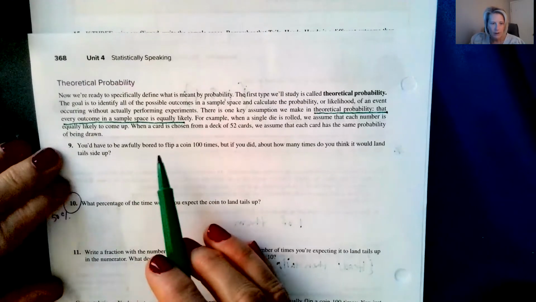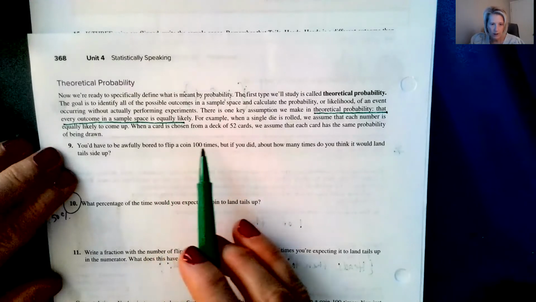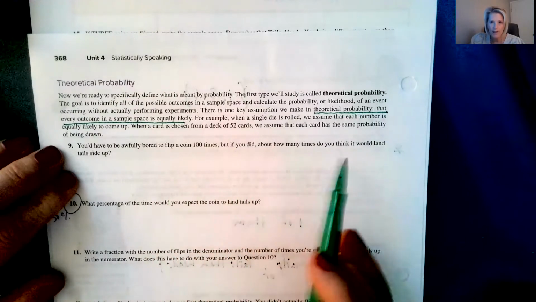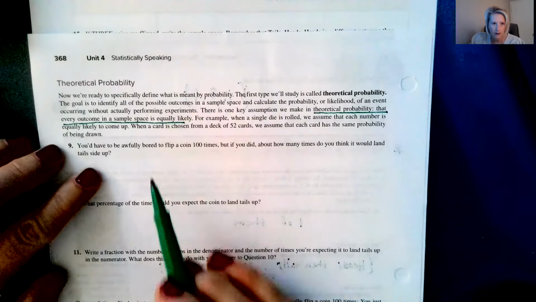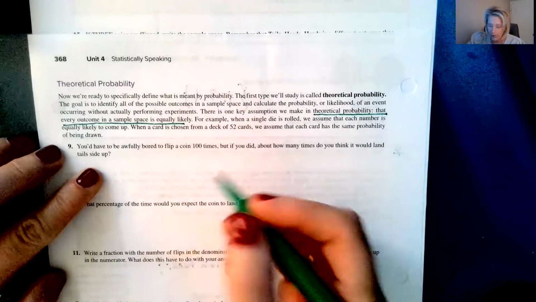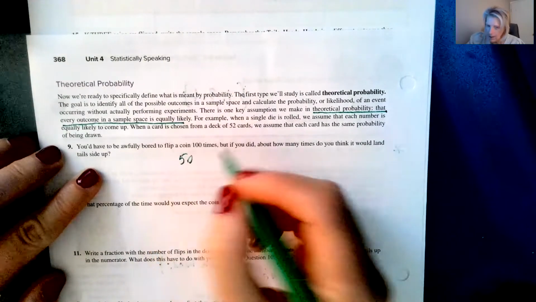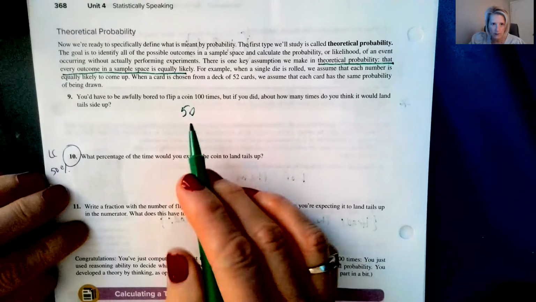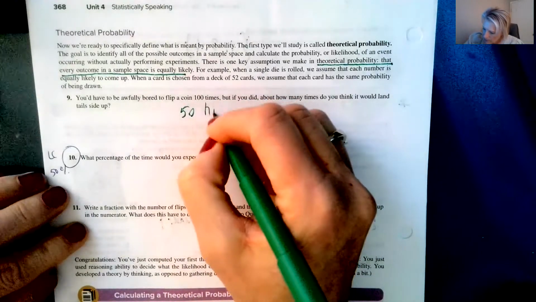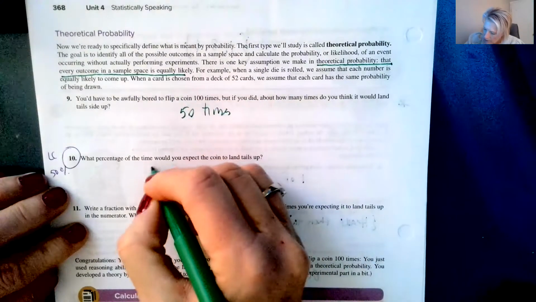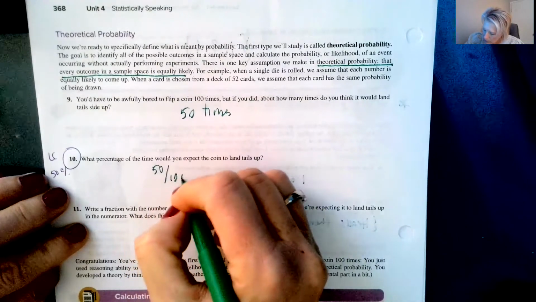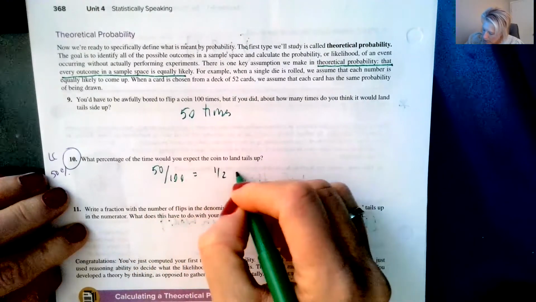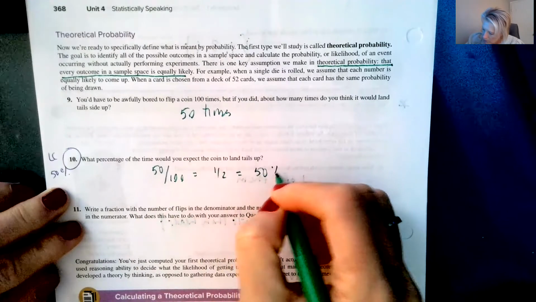You'd have to be awfully bored to flip a coin 100 times, but if you did, about how many times do you think it would land tails up? So we would think 50-50, right? 50 out of the 100. What percentage of the time would you expect the coin to land tails up? So 50 times. And so that means 50 out of 100 would be 1/2 or 50%.